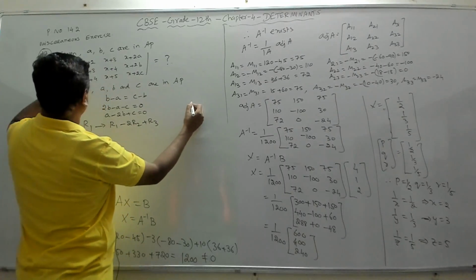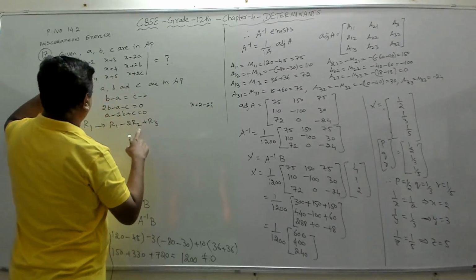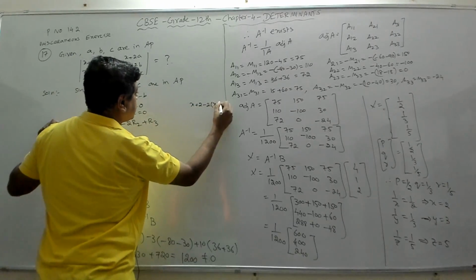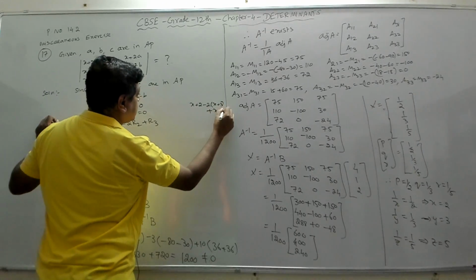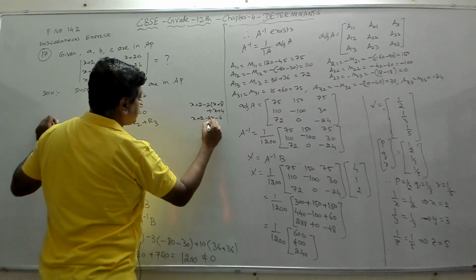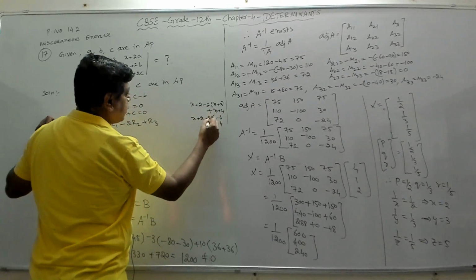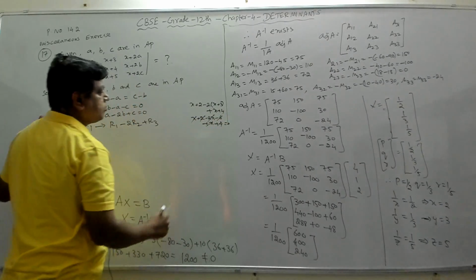This is R1. R1 is x plus 2 minus 2 into R2. R2 is x plus 3 plus R3. R3 is x plus 4. If you do this, you'll get x plus 2 minus 2x minus 6 plus x plus 4. So the 2x and x cancel. This minus 6 will also get cancelled. You get 0. That is 0.